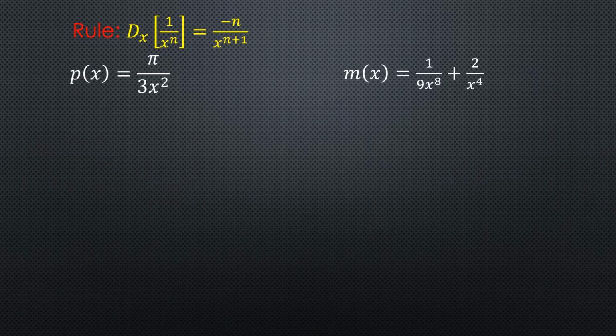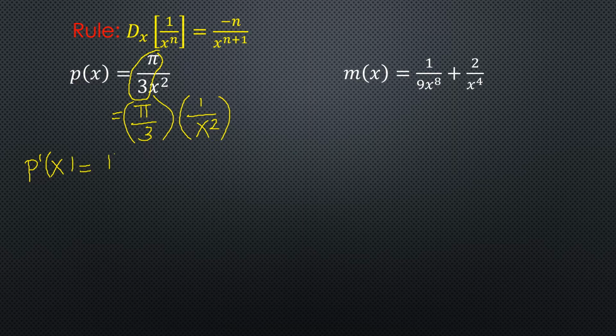So whenever you differentiate, the first thing you need to do is observe the constant. Just like this, pi over 3 is actually constant because this can be expanded and it will be pi over 3 times 1 over x raised to 2. So if you're going to get p prime of x, then you just use the constant rule.